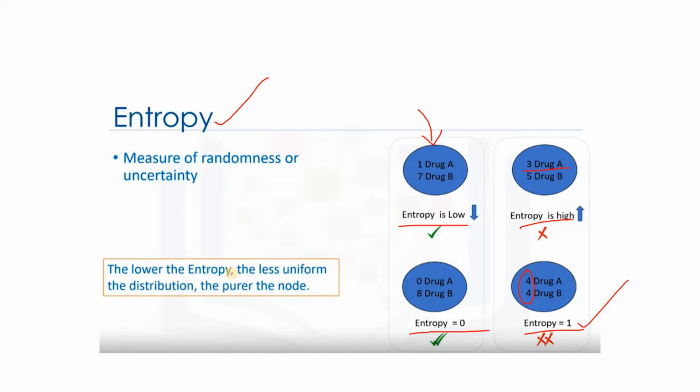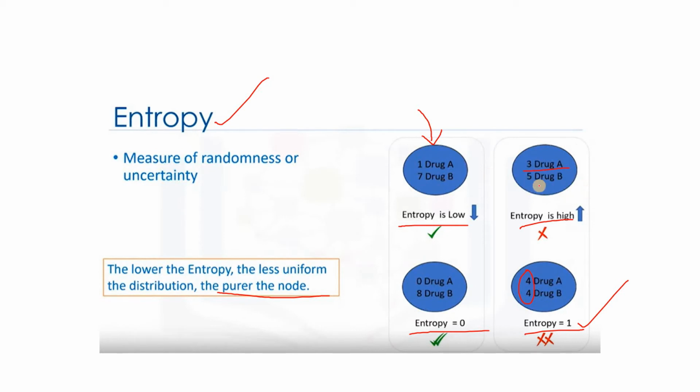Lower the entropy means what? Lower average information, that means lower uncertainty, that means more probability. So lower the entropy means less uniform distribution, the purer the node. If probability is more, that means the node will be purer. Like suppose you consider this particular one. From here you can make such a prediction that the probability of drug B effectively working is more in this node. And see, this node is purer than this one.